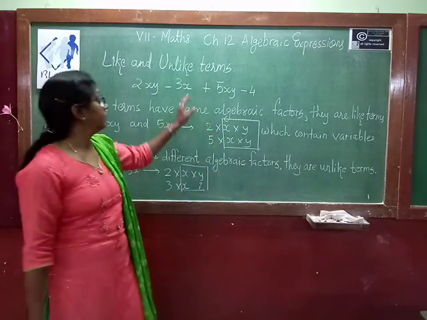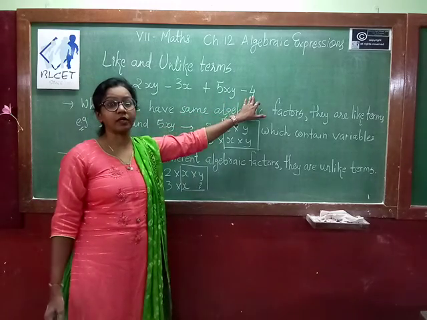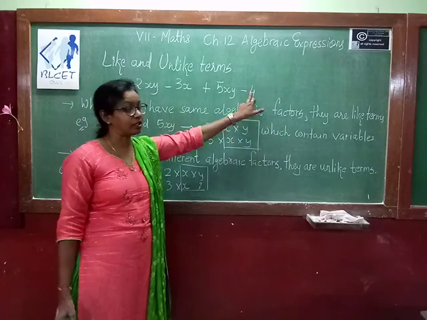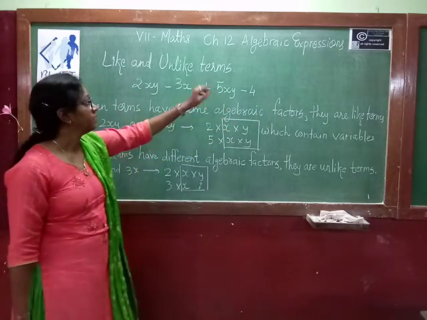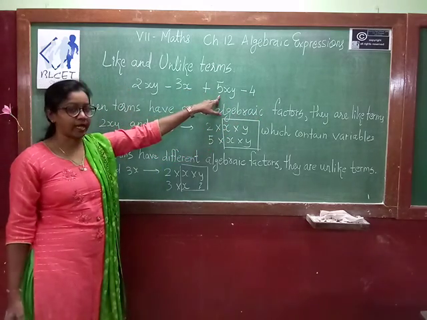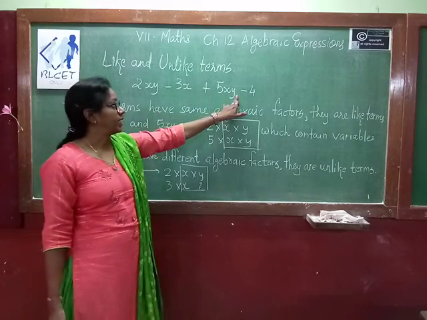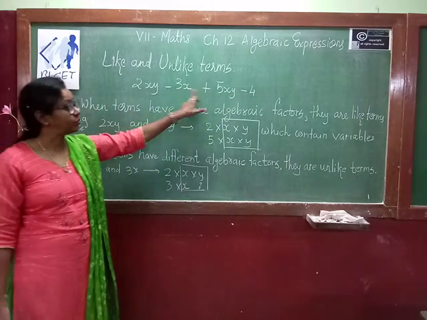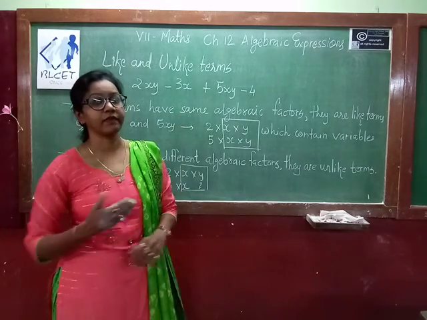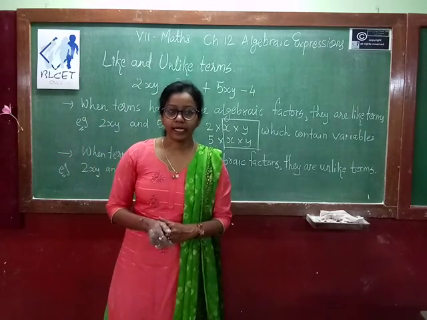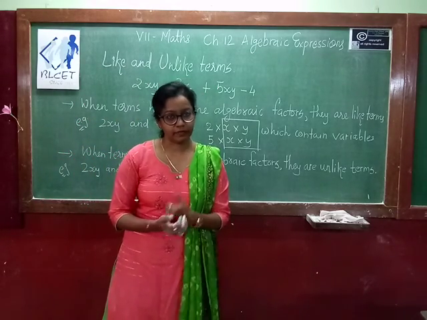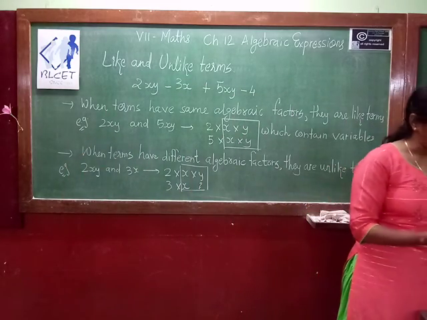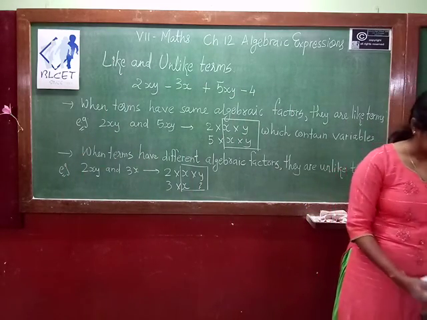Suppose you consider 5xy and 4, they are also not like terms. Why? Here variables are given, here only a constant term is there. So these two terms are unlike terms. Suppose you have 3x and 5xy. Same, 5xy has two variables x and y, and 3x has only one variable x. So that's why these two terms are unlike terms. So this way we can compare and identify like terms and unlike terms. Next we will see monomial, binomial, trinomial and polynomial.